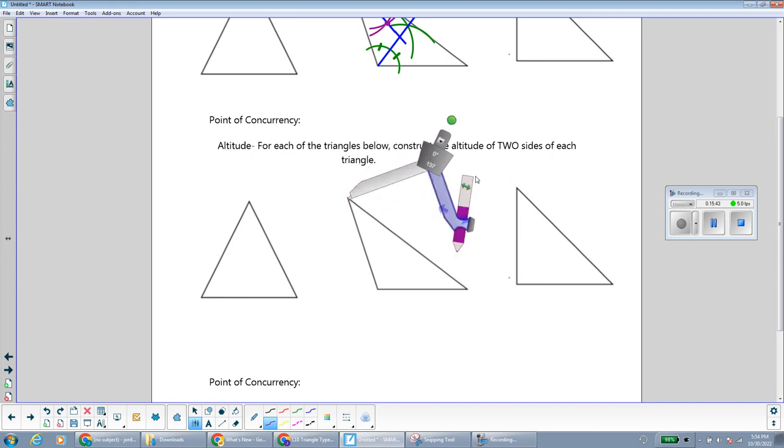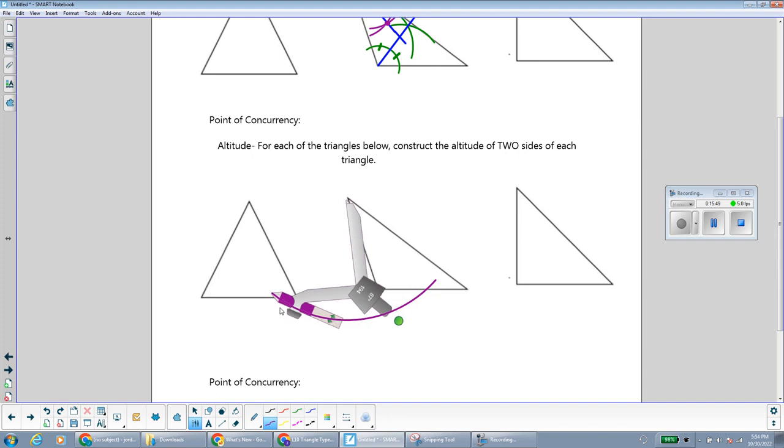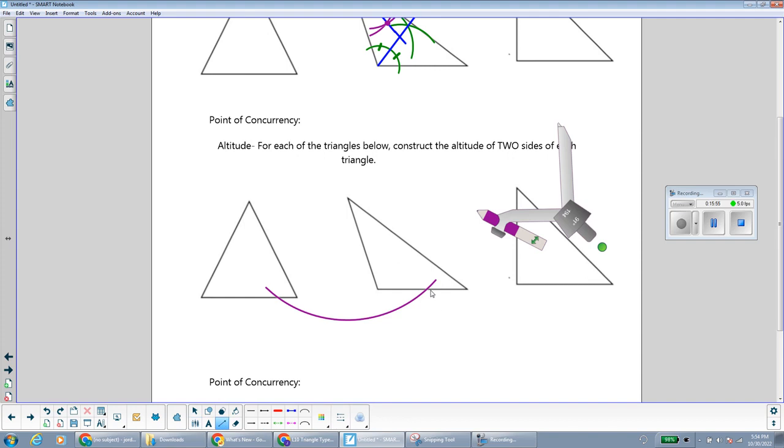I'm going to open my compass. It doesn't matter how much. The only thing that matters is that I make an arc that hits the side of the triangle in two spots. Notice my arc only hit the triangle in one spot. So I'm going to extend this side of the triangle so I can see the point of intersection.